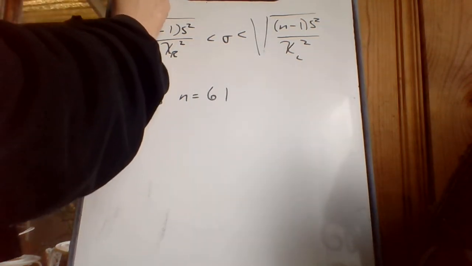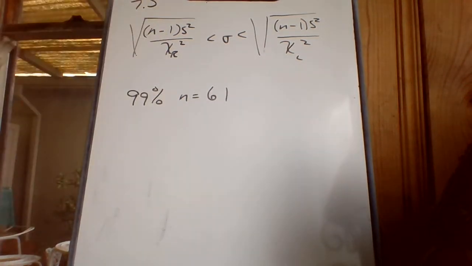Okay, section 7.5. All right, we're doing intervals. We've done intervals on yes or no questions, and we've done intervals on numbers questions.